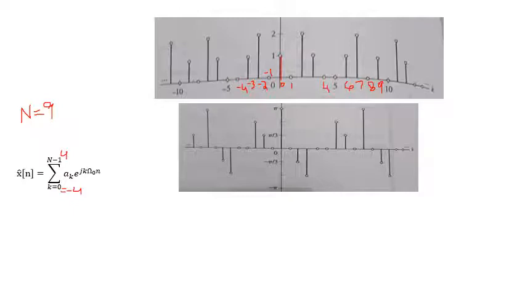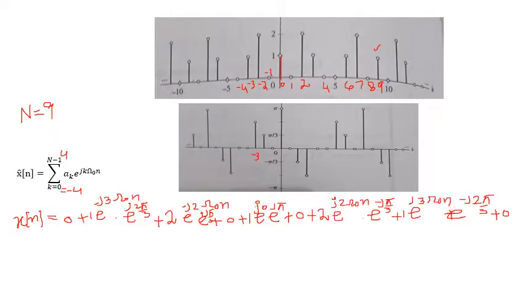So that means from 0 to 8 can be one period, or from 1 up to 9 can be one period, or from 2 up to 10. And you understand you can take any period. So let's take the period from minus 4 up to 4. So let me expand this equation from minus 4 up to 4. Okay, so I have expanded.